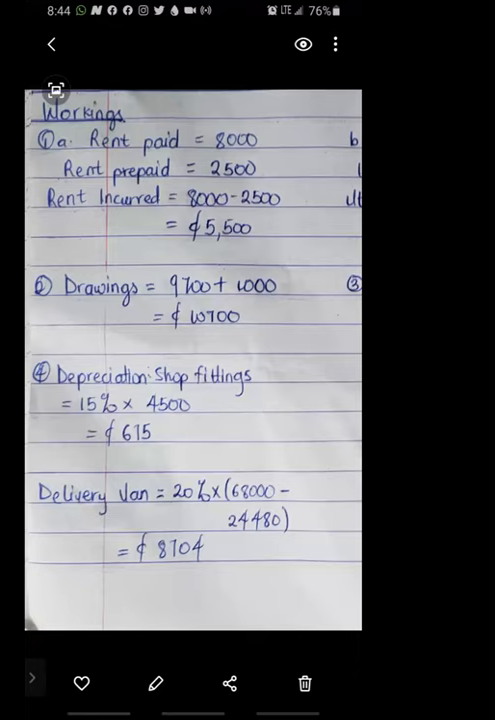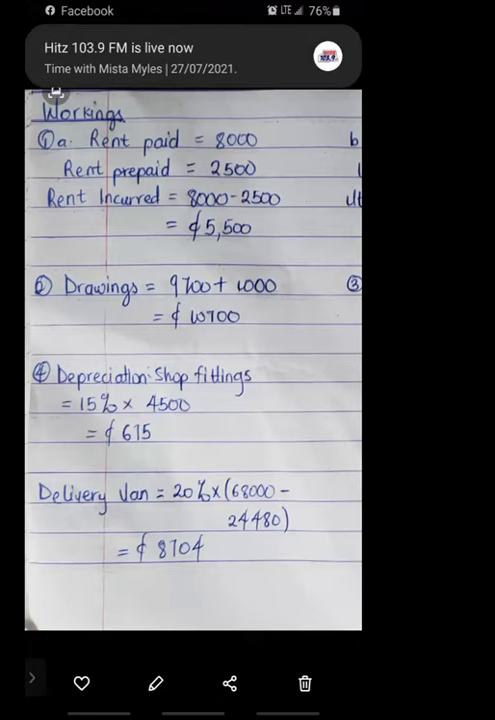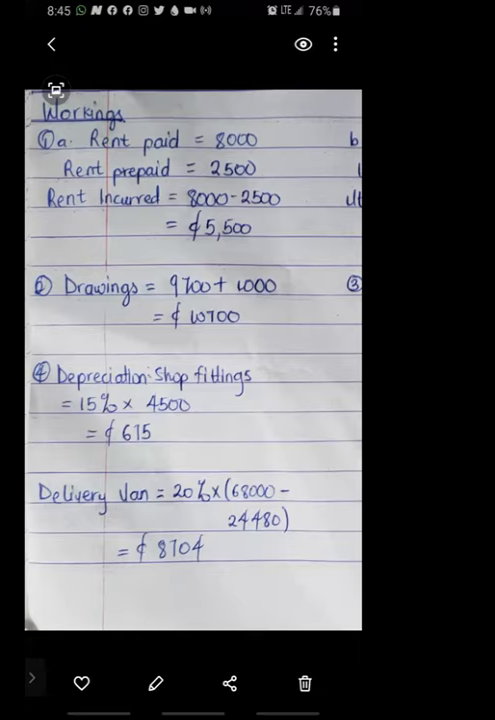The second was on rent prepaid. The rent prepaid was 2,500, and the actual rent paid in the question was 8,000. Anything that appears in the footnote is treated twice. So for us to know the actual rent incurred, we subtract the rent prepaid from the rent paid, and I had 5,500. That's the actual rent incurred. This rent incurred would be treated as an expense in the income statement. And the rent prepaid.